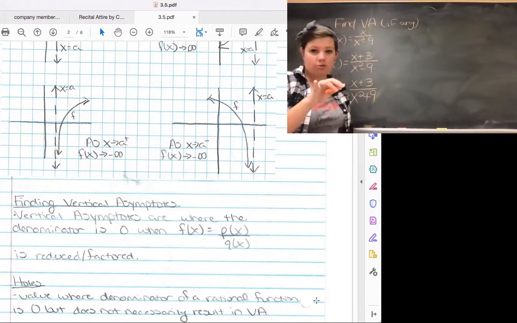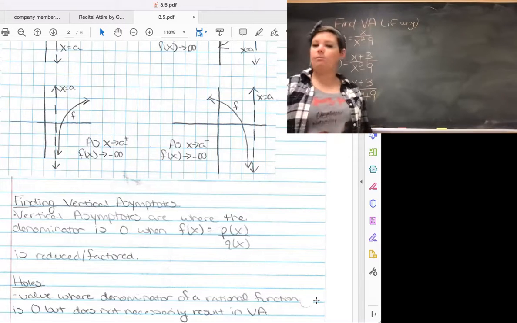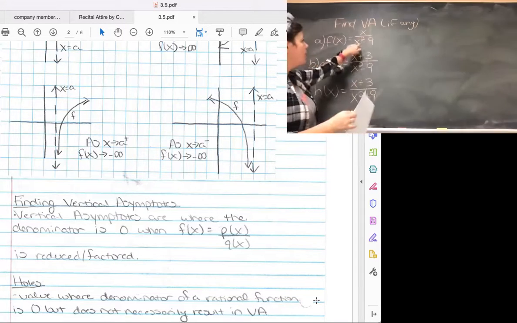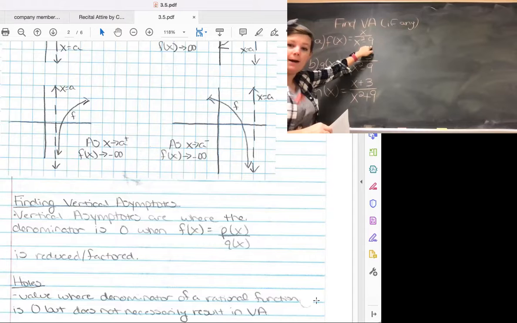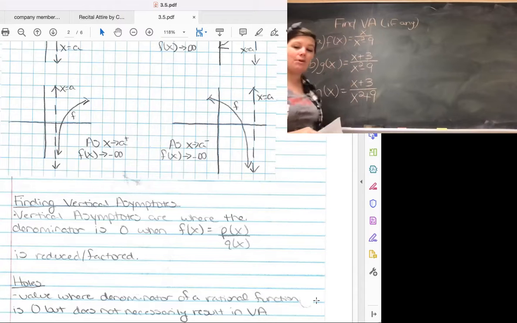Well, here's the thing, don't you do magic math. Don't say, well, yeah, there's an x and an x squared, so we can reduce that. No, you can't, because you have more than one term on bottom. And the second term, this negative 9, does not have an x. So you can't pull an x out of the bottom at all to eliminate with the top.